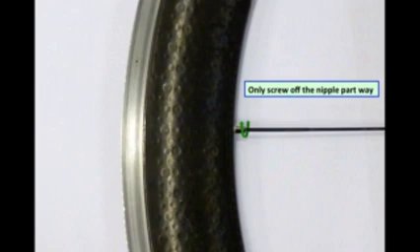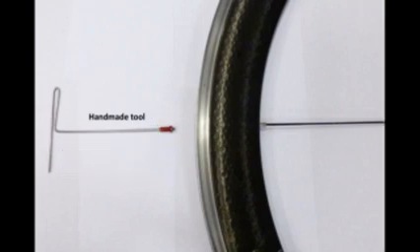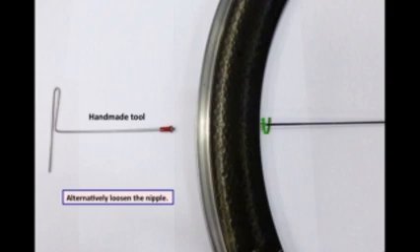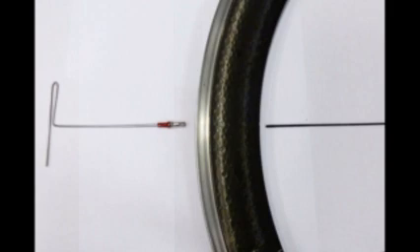This is what I do. I only screw off the nipple part way, just loosen it up and not let it come off totally. Using this little handmade tool, I insert this into the back of the rim and screw the spoke with the red nipple into the back of the nipple I'm trying to extract. Then you alternately loosen the nipple like this and screw the tool into the back of the nipple like this. The result is that the nipple is very carefully transferred to a tool that can extract it from the rim without the risk of it falling off inside.